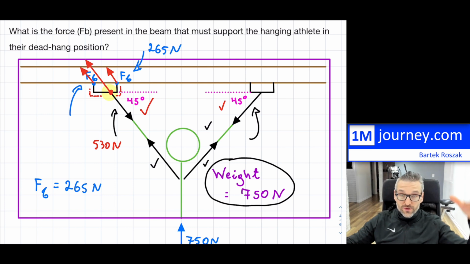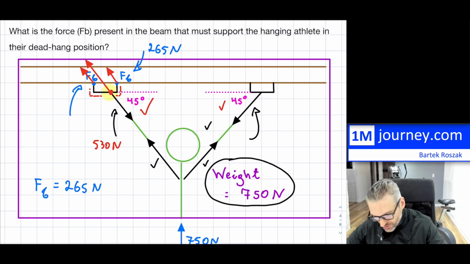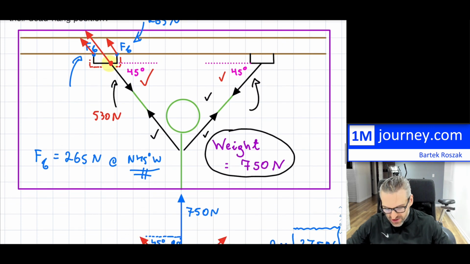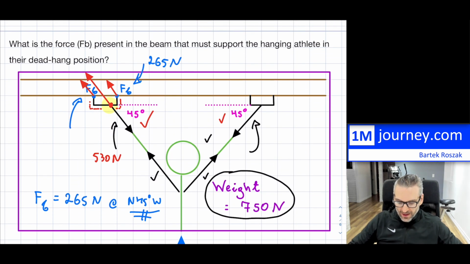In order for this to be static. So that's 265 newtons. Okay, so notice that particular FB, and it is 45 degrees, northwest, for example, if you wanted to give this a direction. So 45 west. That's what you would have over here. And that's actually the problem solved. And that is using equilibriums and a nice kind of a tension example with regards to how forces are passed through your actual arms as you're hanging by those handles.